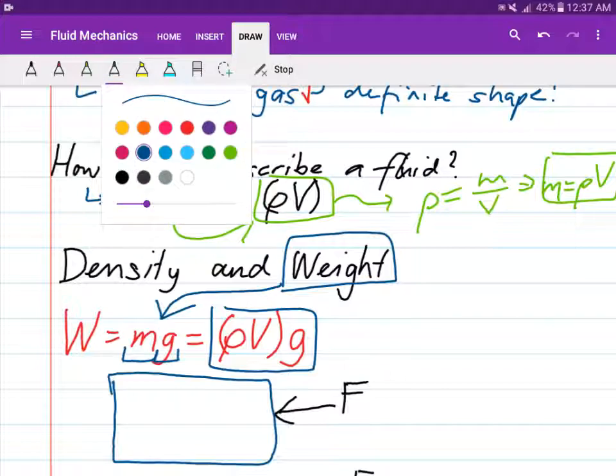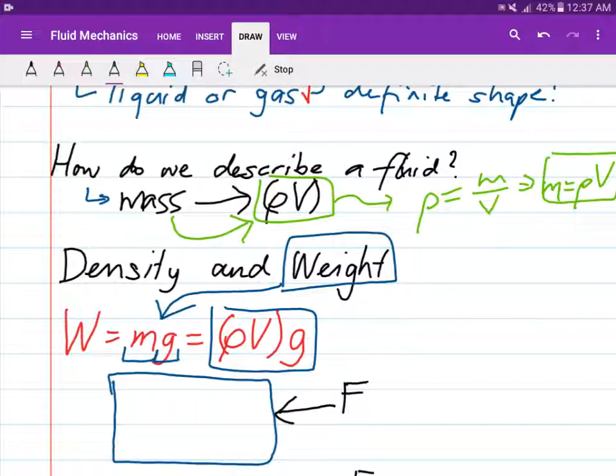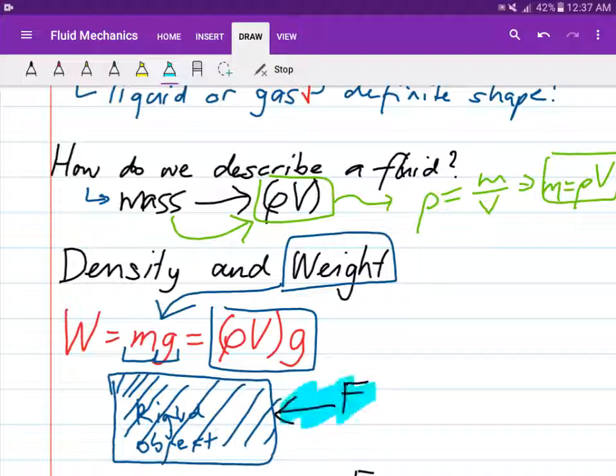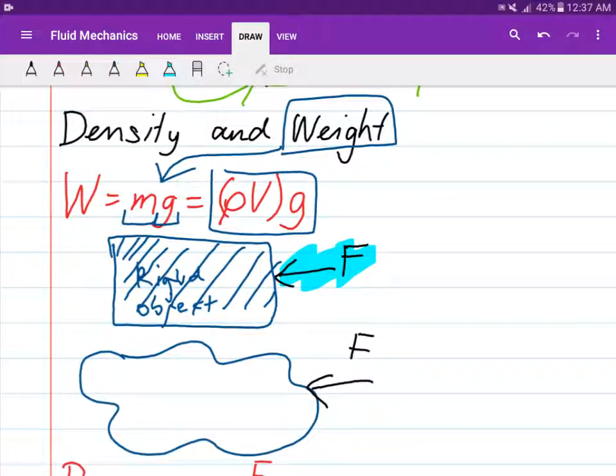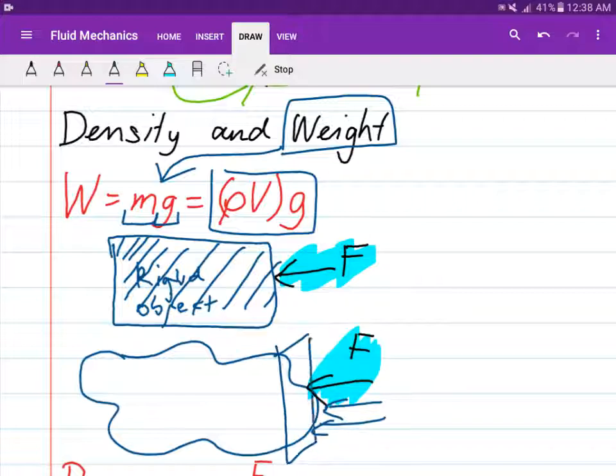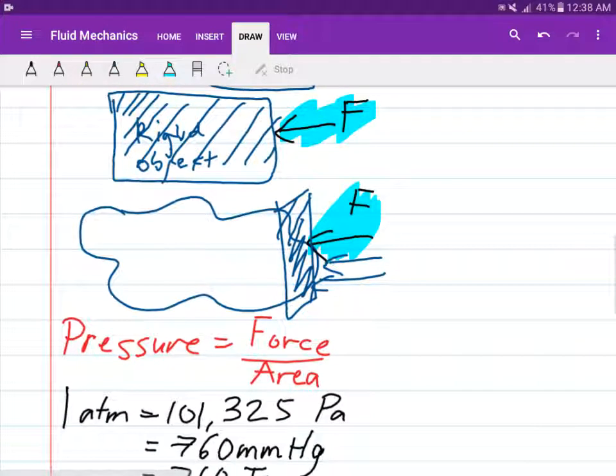So first, let us recall a rigid object. For example, this is a rigid object. When you apply a force on a rigid object, it will move in the direction of the force applied. But say for example, if we apply a force on a fluid, it will not necessarily move based on the amount of force applied. So we are more interested in how the force is distributed over a certain area of the fluid. This quantity of force per area is the pressure.